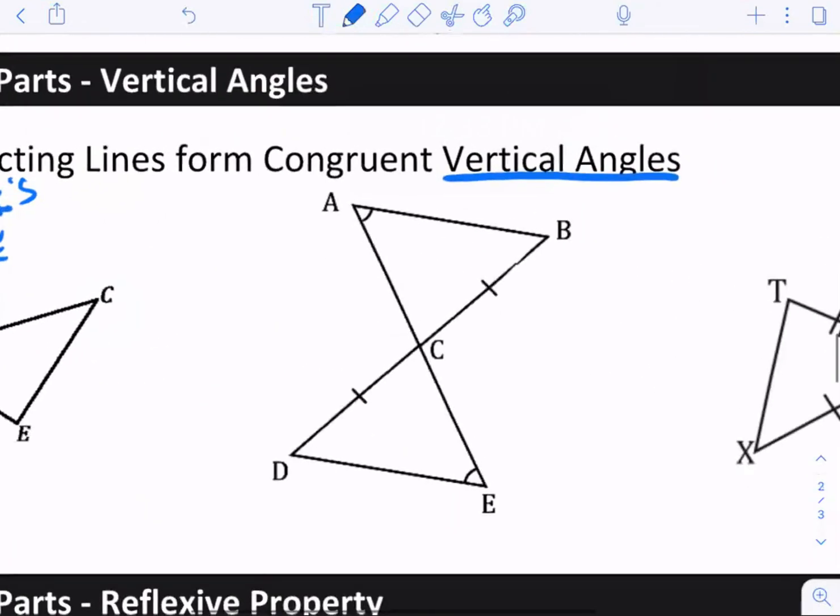Okay, so now if I mark these vertical angles, now look how I use a different marking. I use 2 arc marks instead of 1 because 1 is already used. Now I have 3 pieces marked. And is this a method? Angle, angle, side.